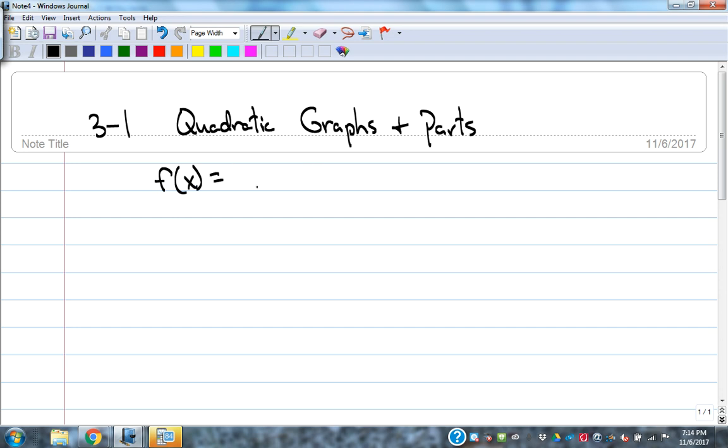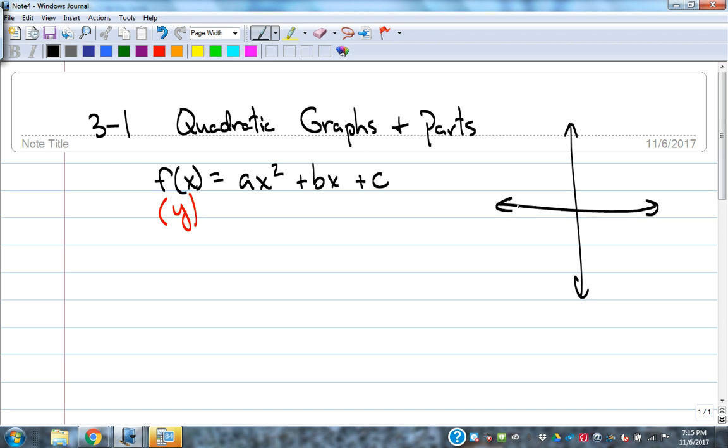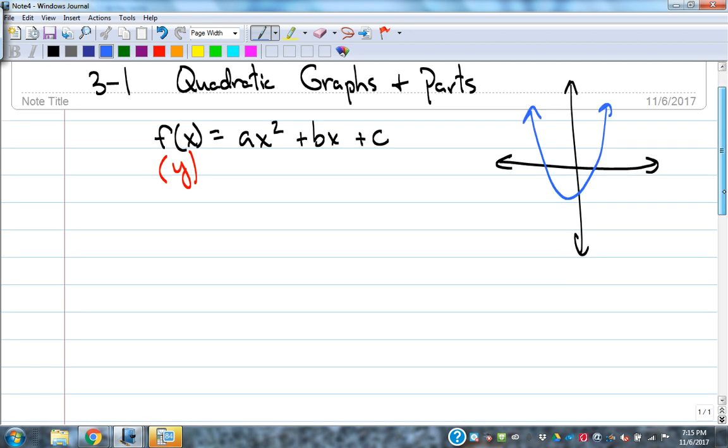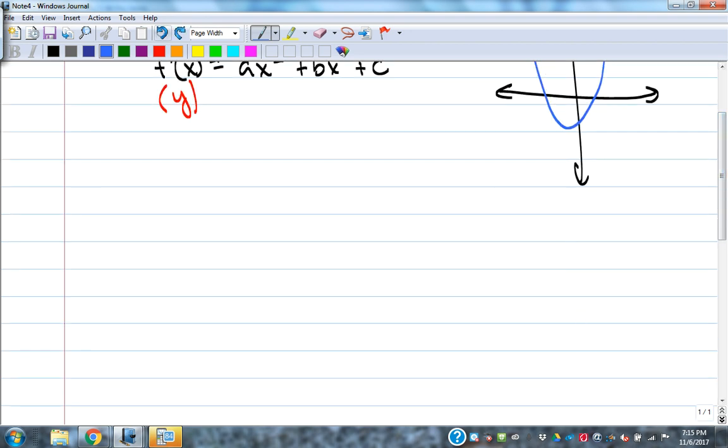Instead of having it set equal to 0 when you start, they're going to give you an equation either with f of x equals ax squared plus bx plus c, or instead of f of x, they might have y there. It's the same thing. F of x and y are the same thing. Now, the graphs that we're going to draw could look like this, or they could look like this.